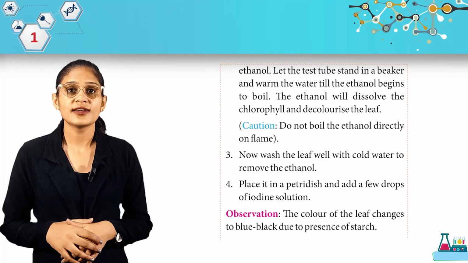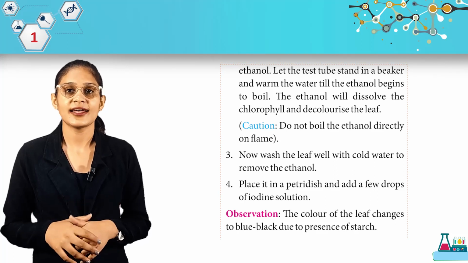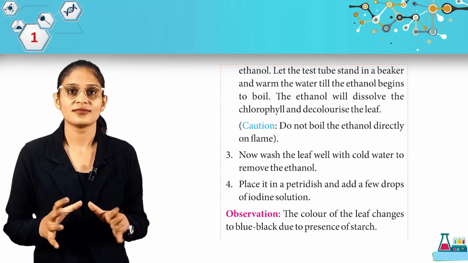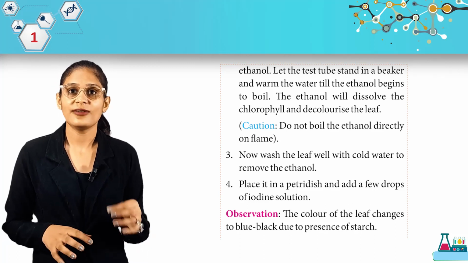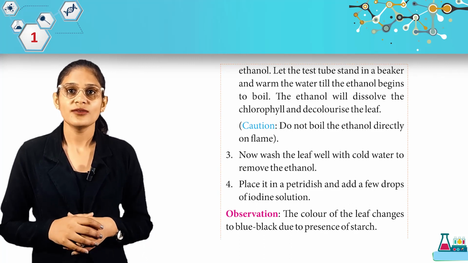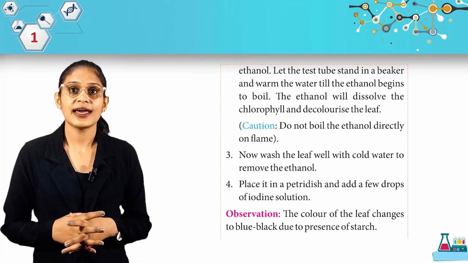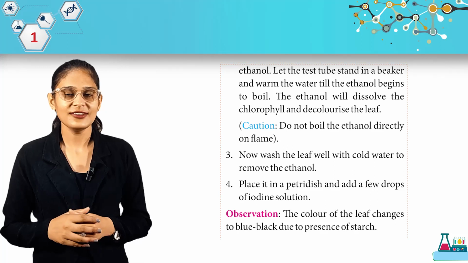The ethanol will dissolve the chlorophyll and dechlorize the leaf. Caution: do not boil the ethanol directly on flame. Now, wash the leaf well with cold water to remove the ethanol. Place it in a petri dish and add a few drops of iodine solution.